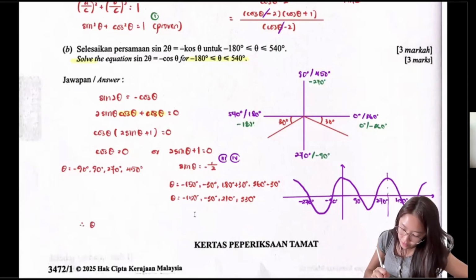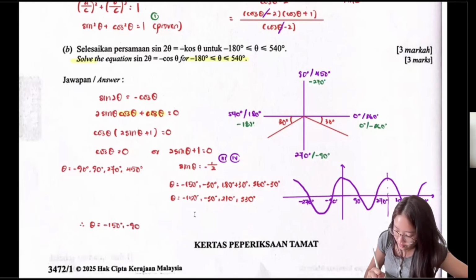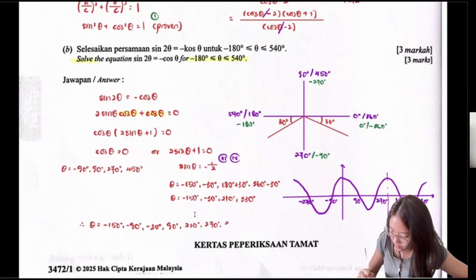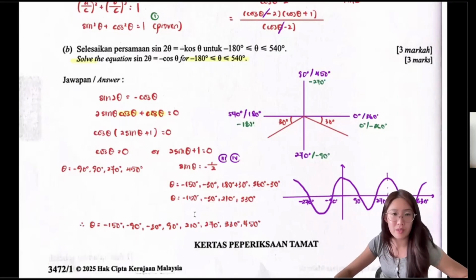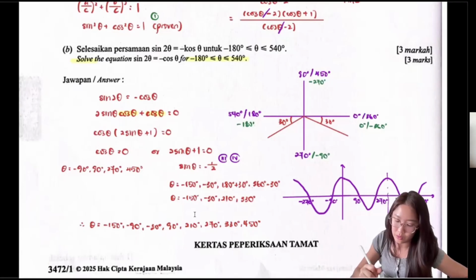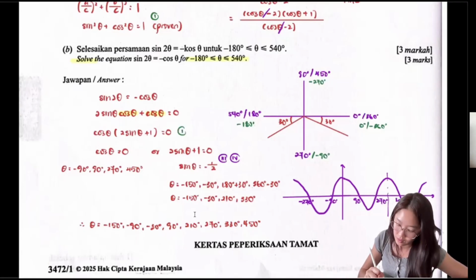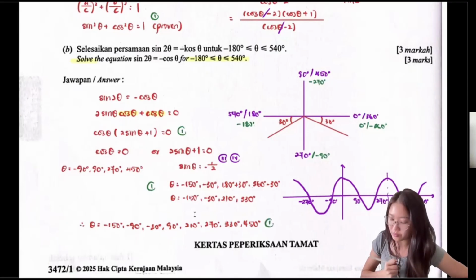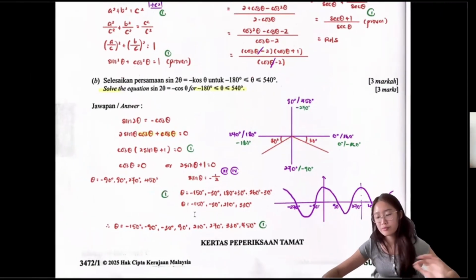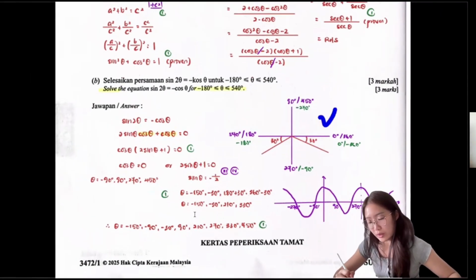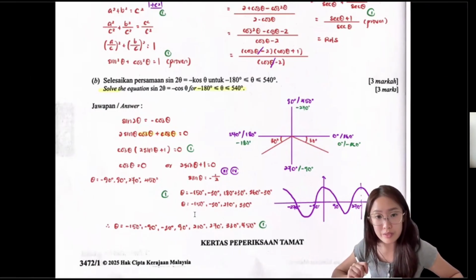Then at the end, you write your answer in ascending order. Negative 90, negative 30, and then 90. Next one, 210, 270, 330, 450. This is your answer. Okay, so marks are given here, these two answers here, and your final. That's it. Of course, the graph over here, you don't have to draw. It's for your own reference.